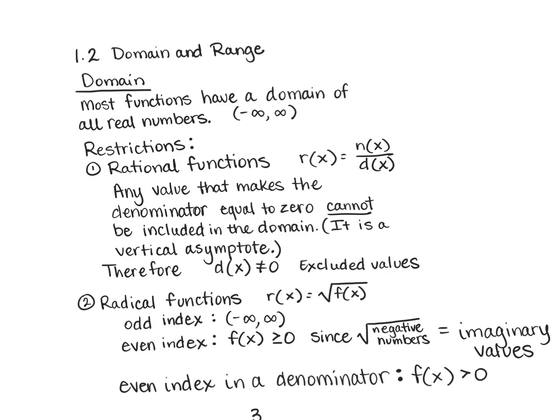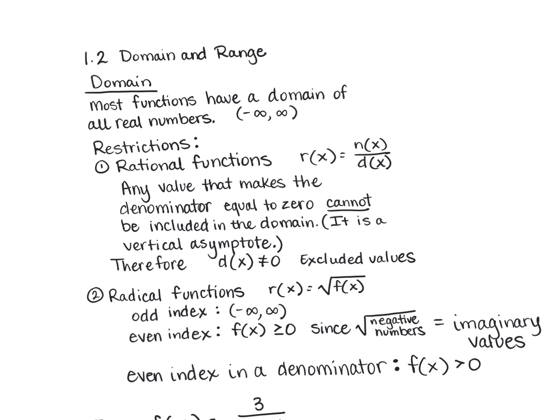But if it's even, then whatever is up underneath that radical has to be greater than or equal to 0. And this comes from the fact that since you are taking the square root of negative numbers, you will end up with imaginary values. So those can't be in the domain either. So an even index in a denominator, so that's the combination of those two together, then whatever is under that radical in the denominator would have to be greater than 0. So let's do a few examples of this.